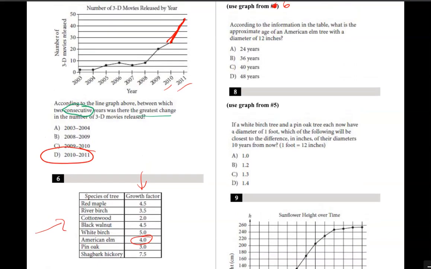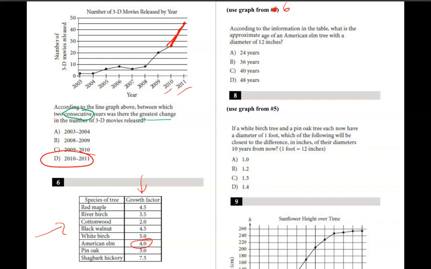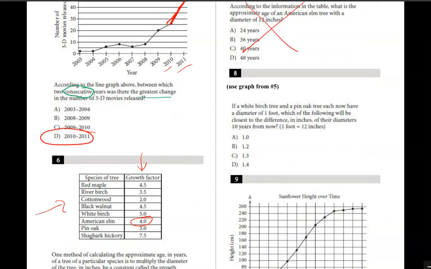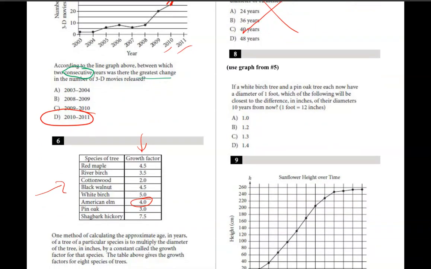So let's see what the problem asks. It says, according to the information in the table, what is the age of the elm with a diameter of 12? That's the same question. So when you're entering this on your submission form, number 7, hopefully you're putting the same answer as you did for number 6. All right, number 8, also from this graph. If a white birch and a pin oak each now have a diameter of 1 foot, which of the following will be closest to the difference in the diameter 10 years from now?